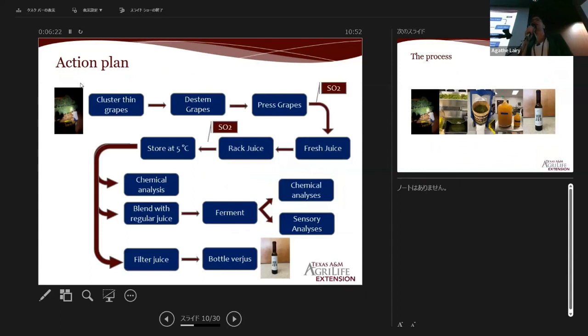So this was our action plan. I don't know if you can see in this picture, but that's my student Andrew cluster thinning the grapes to get the underripe grapes and make the verjus.